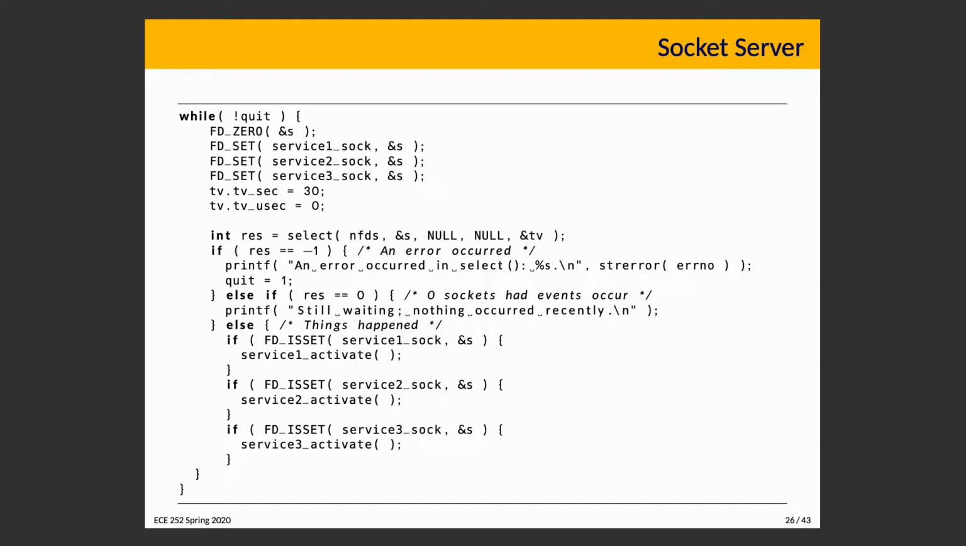Okay, but assuming that something actually happened, then we'll take a look and see. So we have to check each of the file descriptors to see, well, if socket 1 is the one that activated, then take some action. Service 1, activate. Yeah, I didn't write an implementation for each of the activate functions, but if what we were waiting for happened, then we can do something with it, and we can go on to that function.